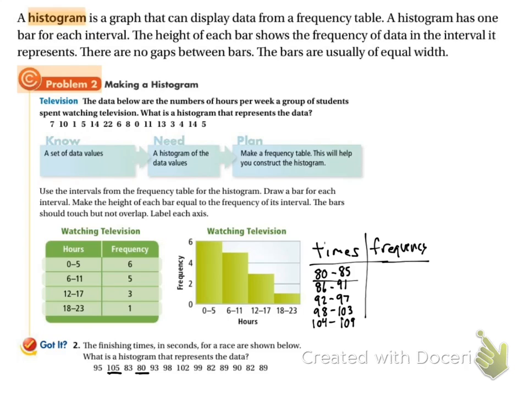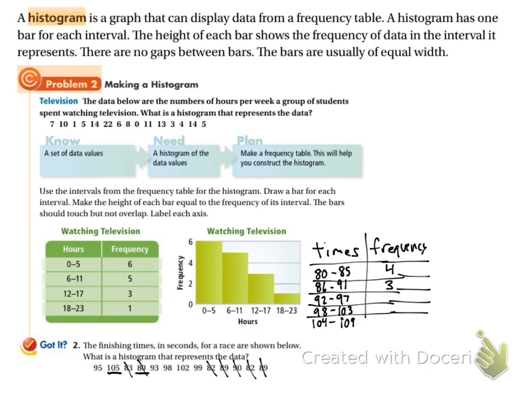Okay, and then I'm going to have to count my data and hopefully get all the numbers in the right spots. So 80 to 85, there's 1, 2, 3, 4. So we can put in a 4 there. And then I'm looking at 86 to 91. Well, there's 90, so there's 1, 2, 3. I think just 3 of them.